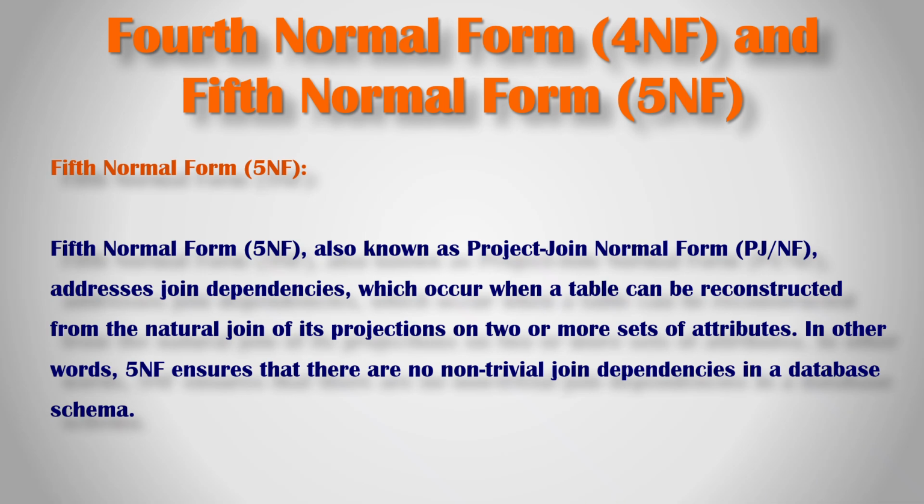Fifth normal form, 5NF, also known as project join normal form, PJNF, addresses join dependencies, which occur when a table can be reconstructed from the natural join of its projections on two or more sets of attributes. In other words, 5NF ensures that there are no non-trivial join dependencies in a database schema.